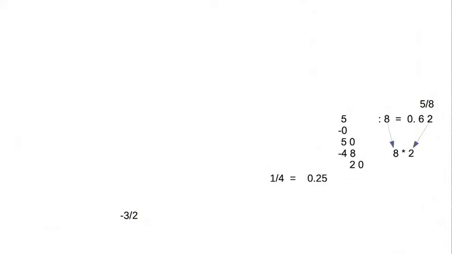Check again. 2 times 8 equals 16. We will subtract 16 from 20. We will get 4, pull down a 0, and we see 5 times 8 equals 40. To subtract 40 from 40, we will get nothing, which was perfect. Now we are done. We have found a finite decimal representation of 5/8, which is 0.625.